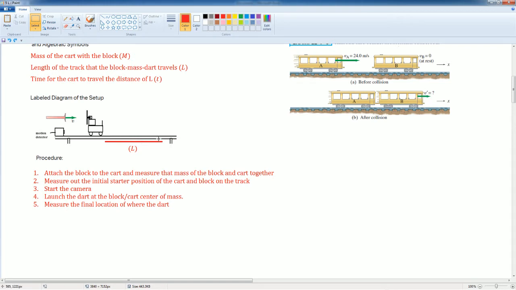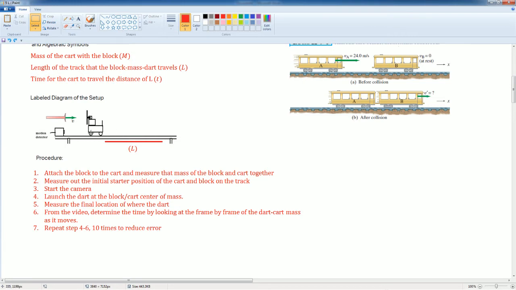Then you're going to find the location where the dart, cart, and block together move. From the video, you could determine the time by looking frame by frame at the dart, cart, mass, and block as it moves. Then you're going to repeat step 4 to step 6 at least 10 times to reduce error. So you're going to launch the dart again.